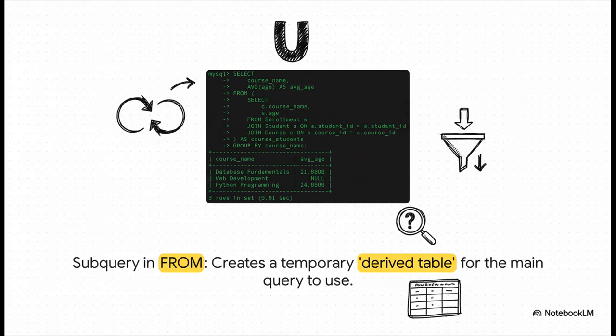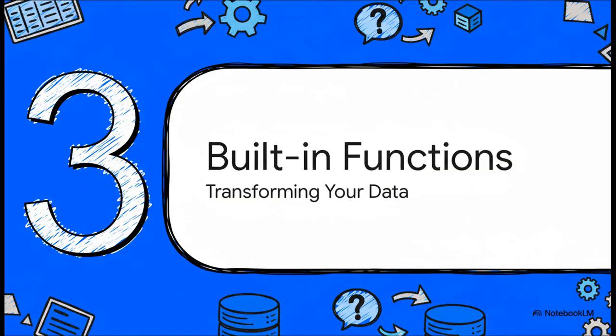In this example, the subquery first joins a couple of tables. Then our main query can just query from that result as if it were a real table. It's an amazing way to pre-process or summarize data before you do your final analysis. Okay, on to our third and final power-up, and this one is a game changer: functions.